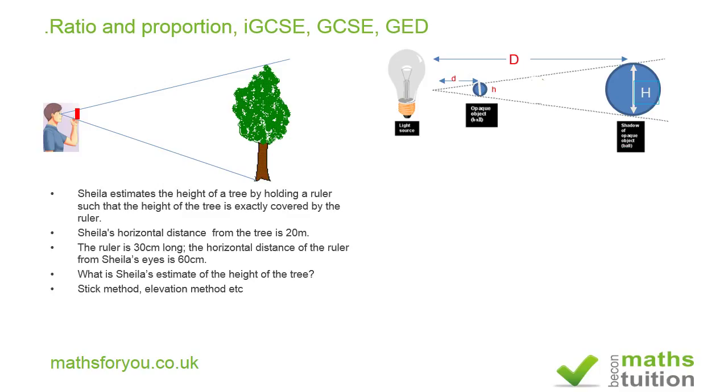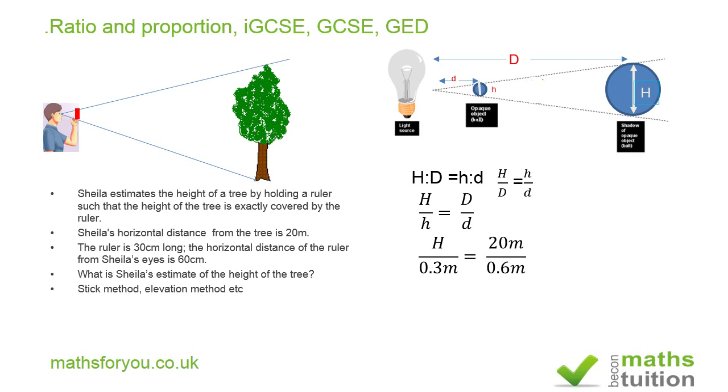Now, ratios. The ratio of the height, capital H, to the distance from the tree to Sheila's position, capital D, is equal to the ratio of little h to little d. Now we can write this as capital H over capital D divided by small h over small d, or you can write it as capital H over small h is equal to capital D over small d.